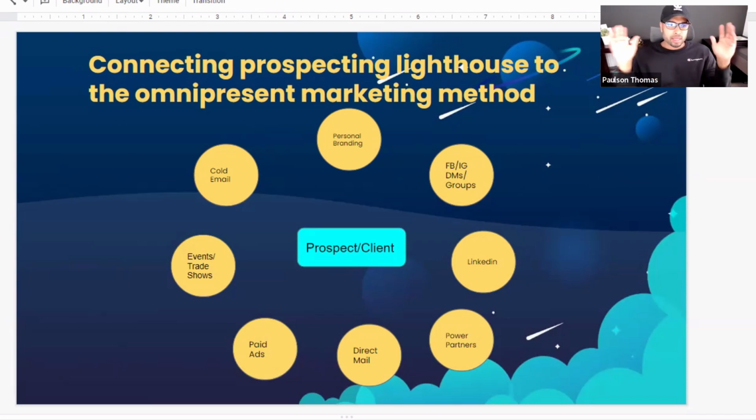But you want to think about your prospecting lighthouse in relation to omnipresent marketing methods. If you're not familiar with what omnipresent marketing really is, it's the idea of swarming a prospect. Let's say you have a prospect. You should hit them up in multiple channels, where when they get on the internet, they should feel surrounded.